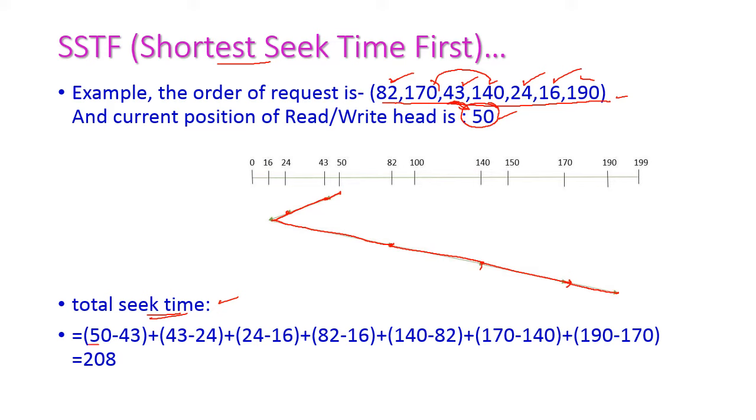Okay, 50 minus 43, then 43 minus 24 and 24 minus 16. Next 82 is here, 82 minus 16, and next one is 140, 140 minus 82, next 170, 170 minus 140, after that 190 is there, 190 minus 170. So the final seek time is 208.